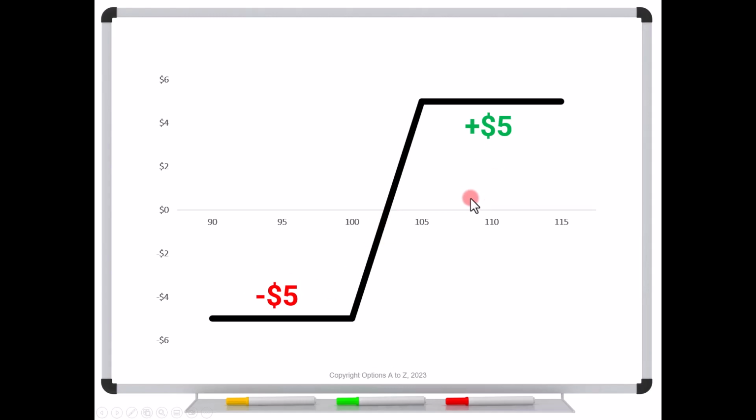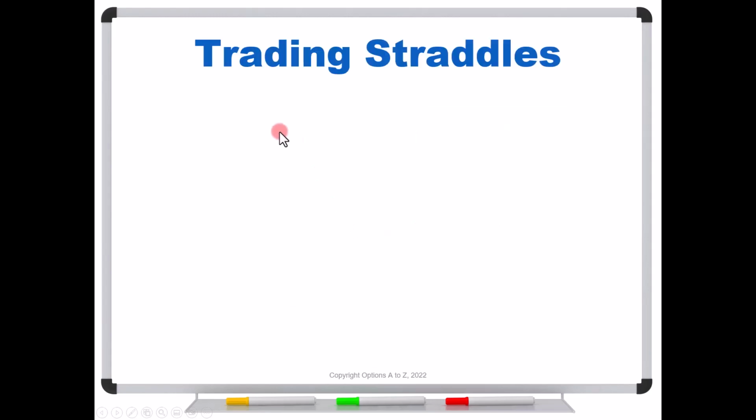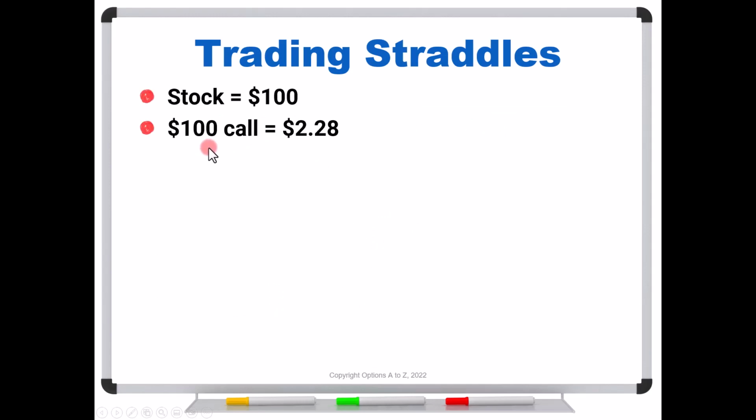But what if we had constructed this maybe when the stock was at 100? So now the 100 straddle is all extrinsic value, and the 105 straddle has 5 points of intrinsic value on the put. What would happen now? Well, if we go to a pricing model, let's put the stock at 100. The $100 call, let's say, is priced at 2.28, and the $100 put is priced at 2.28. Notice with the stock at 100, both of these are all extrinsic value.